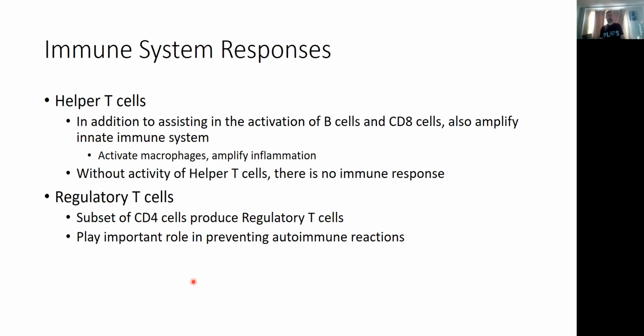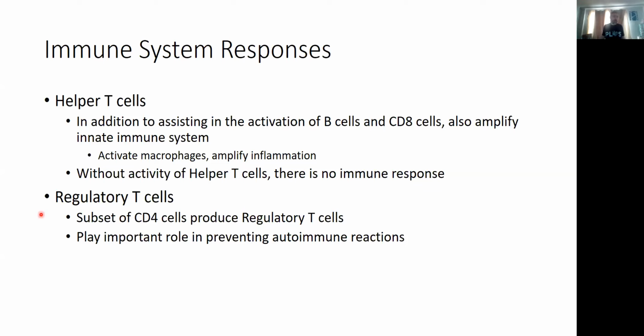As far as other forms of T cells go, we've talked a little bit about helper T cells in terms of what they do, activating B cells, activating CD8 cells. They also feed back onto the innate immune system. They can activate macrophages. They have a pretty profound impact on inflammation, as so many other things do. But importantly here, without these guys, there's no immune response. Without a helper T cell, we have no response whatsoever.